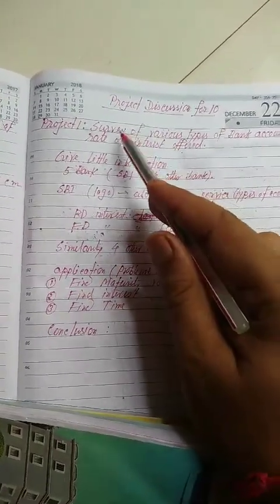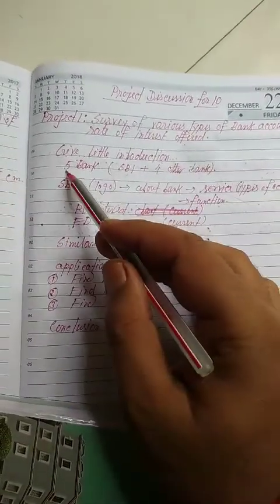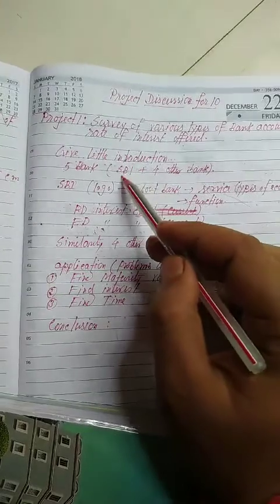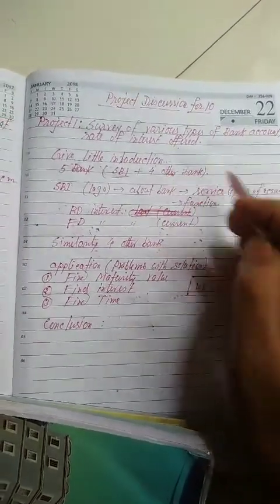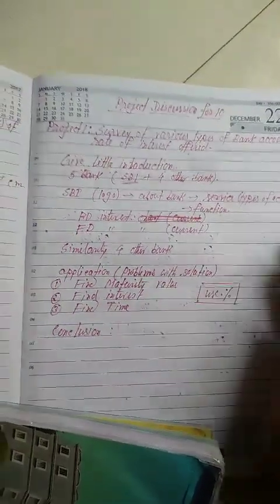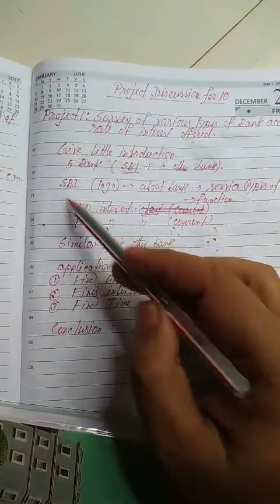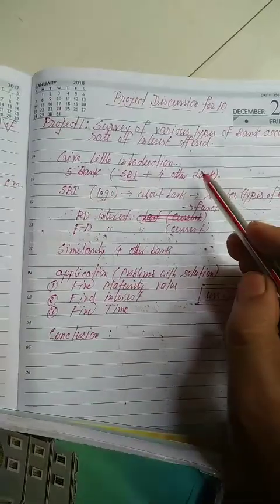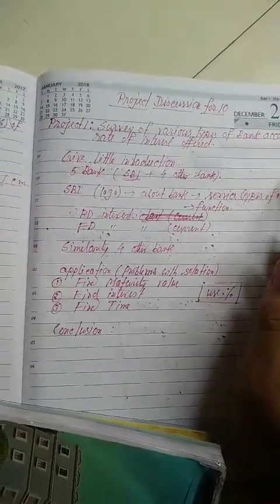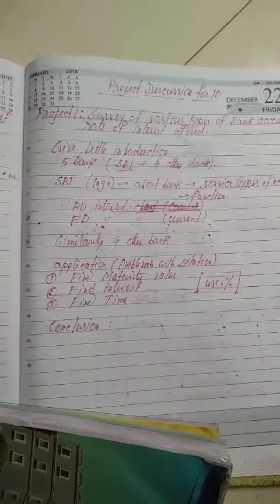Then you will do the survey of various types of banks. First you choose 5 banks. Out of the 5 banks, 1 must be SBI, the State Bank of India, and you choose any 4 other banks. Then at the heading you will discuss SBI Bank. You use the logo of SBI Bank on the left side of the white page where you are writing the details of SBI. On that left side you will paste the logo.